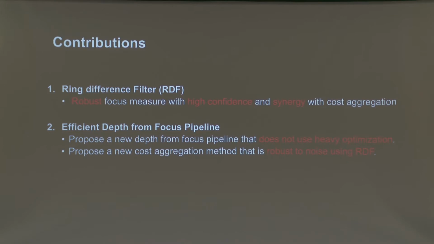It also has to be robust to environmental constraints like noise. So the main contribution of my paper is the use of what we call the ring difference filter, or RDF from now on. It's a robust focus measure that measures focus at the location of a pixel, so that you can compare the focus between different images and see which one is most in focus.